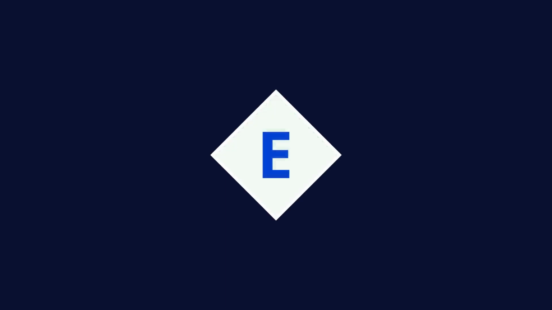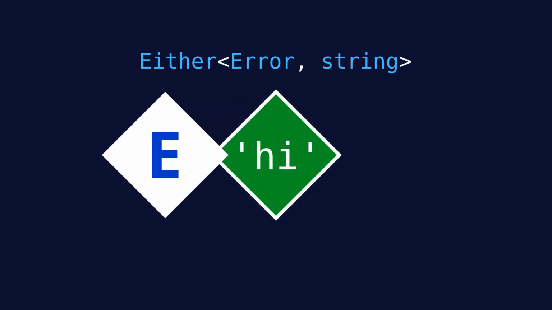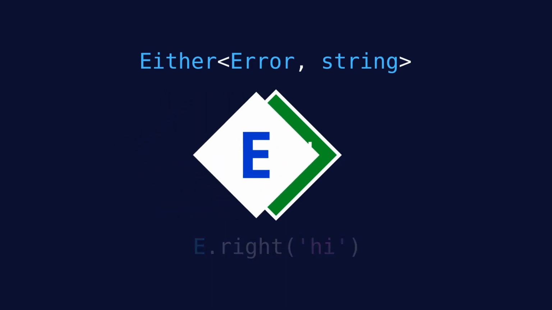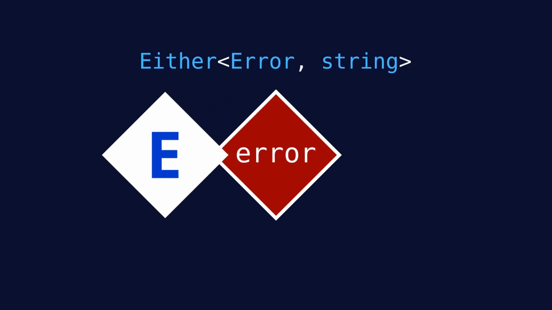Conceptually, we can look at an either as a box that either has a value inside of it or an error. For example, if we have either error or string, then we have a box that might have a string inside of it or an error object. In the case in which it actually has a string, like hi, we can see it inside the either box. We can create this particular either by calling the either right constructor with hi. On the other hand, if that either has an error, then the either box has the error object inside. We can create this either by calling the either left constructor with the error object.